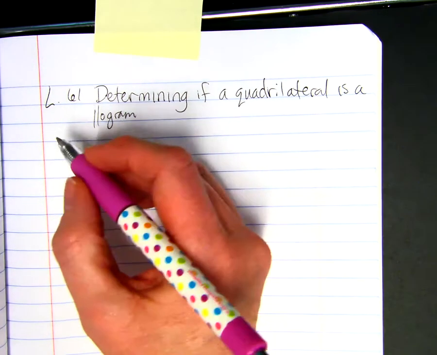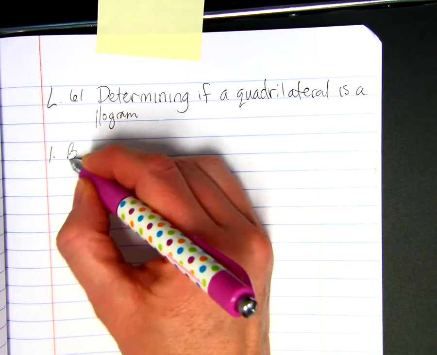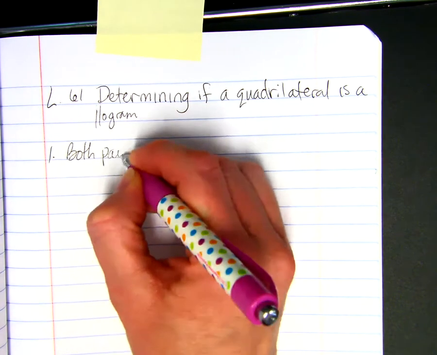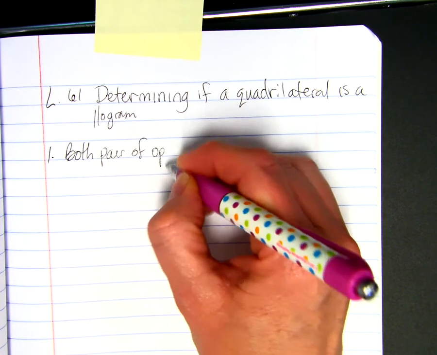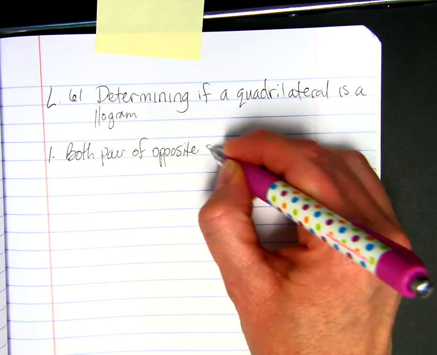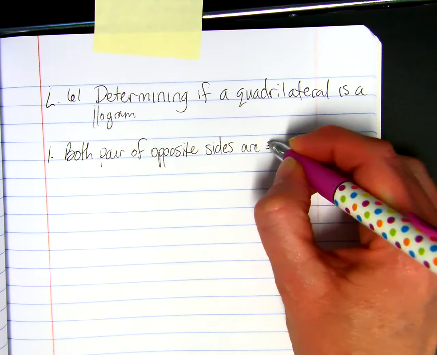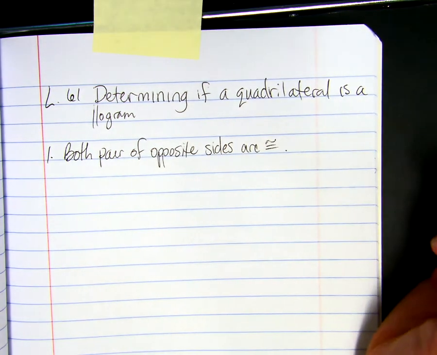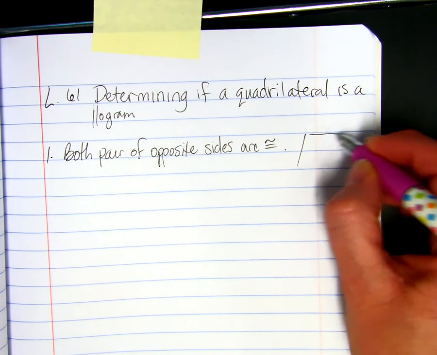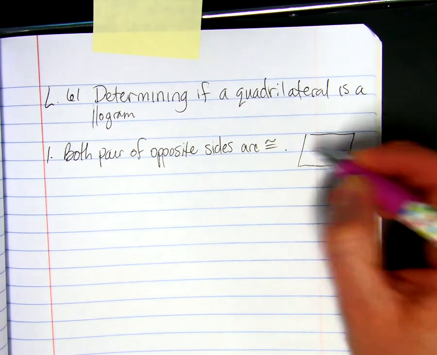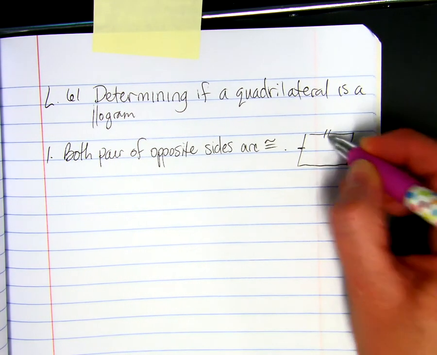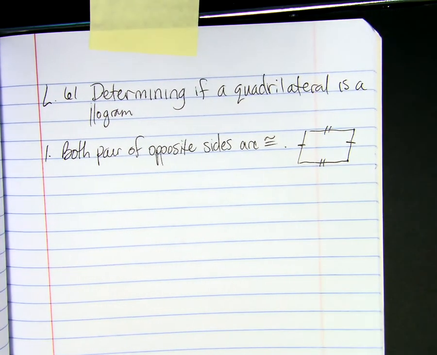So if both pairs of opposite sides are congruent, then it's a parallelogram. So if you can say these two sides are congruent and these two sides are congruent, then you know it's a parallelogram.